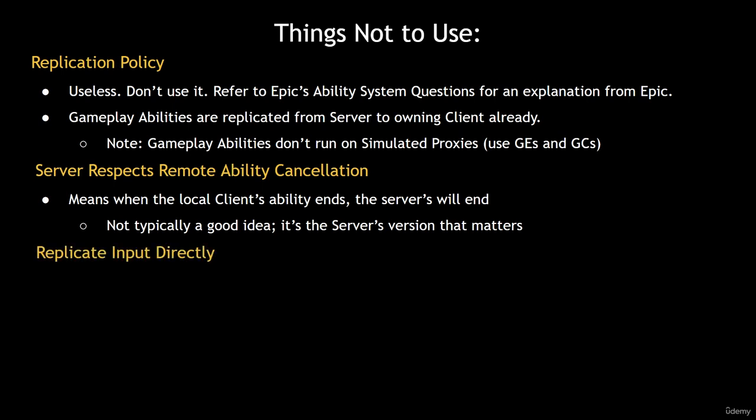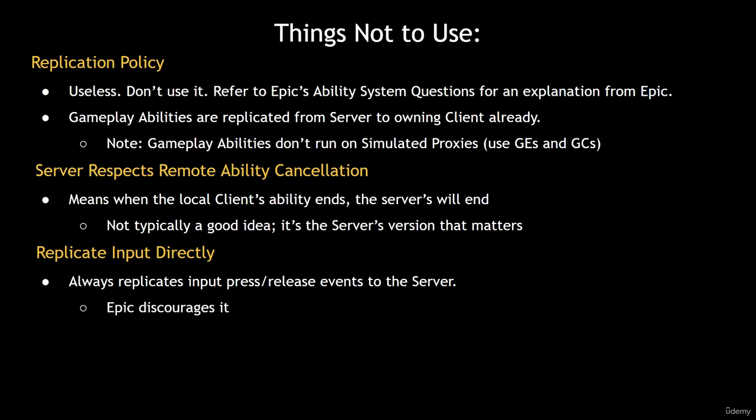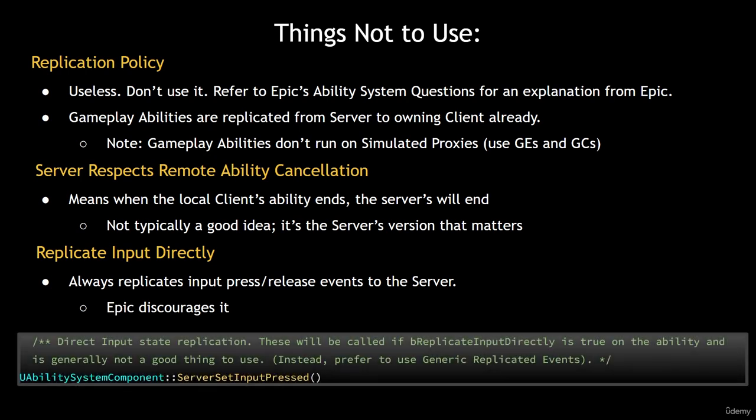Now, replicate input directly is also an option that's there. It results in replicating input press and release events up to the server. Think of this like an RPC that's sent to the server telling it that you're pressing a button. And some inputs are configured to be processed every frame, and RPCs sent to the server every frame are always a bad idea. But also think about button mashers, right? Spamming buttons and keys. This can result in a large number of RPCs being sent to the server. This is a feature that Epic discourages. In fact, they outright discourage it right there in the code.